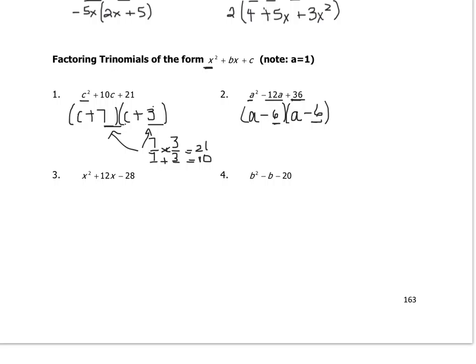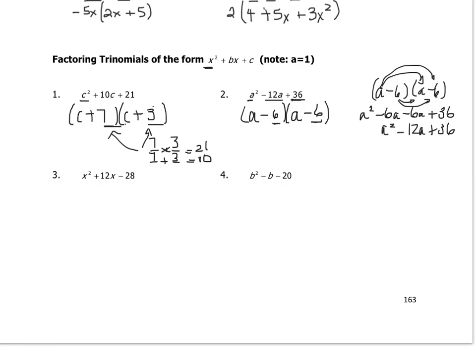And again, if you multiply that out, you'd get a squared minus 6a minus another 6a plus 36. So you know you've got the right factors, because it will give you the a squared minus the 12a plus the 36 that you need. And all I'm doing is, if I go back up there to show you where I got that from, it's just a times a is a squared, minus 6a, plus 36.